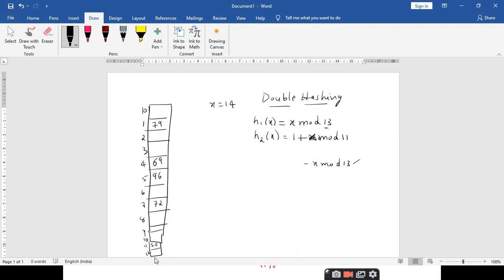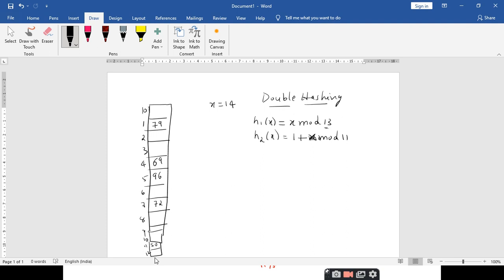So any hash function can be taken as the second hash function. The first hash function is the user's choice only, and the second hash function is also the user's choice. But if I take the second hash function as 1 plus x mod 11, what will happen, that I am going to describe.